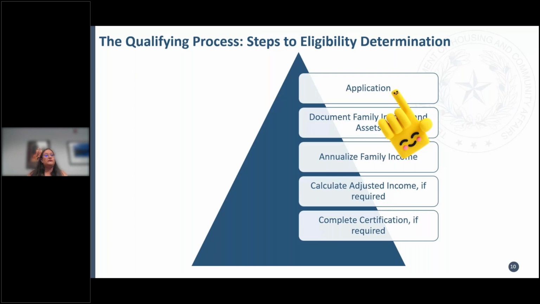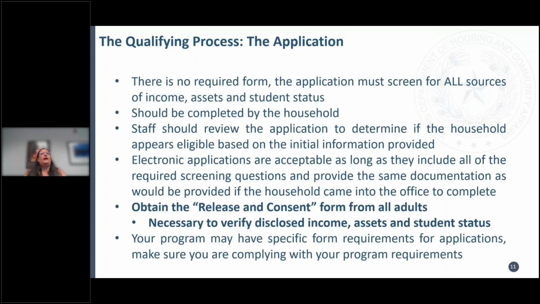Oh, I see here that you have Social Security or unemployment, that you have a checking account, you have a savings account, you own a home. That sort of thing is what I'm talking about when I'm talking about screening. So there is no required application that has to be used, but the application has to screen for all sources of income and assets as well as student status.